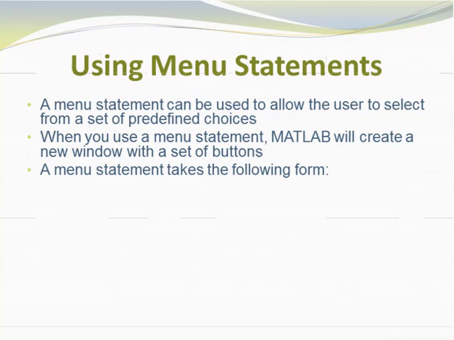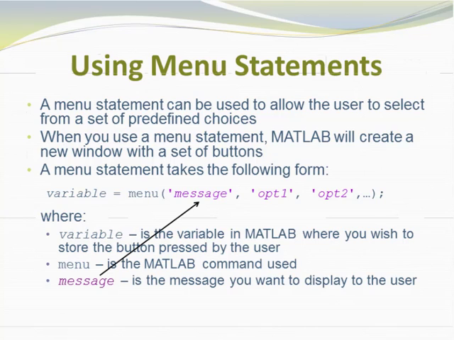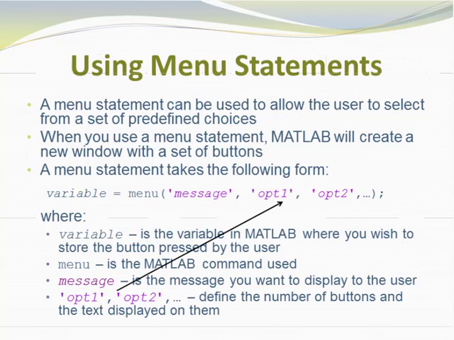Okay, so the menu statement takes the following form. Again, it looks kind of similar to the input statement, where we have a variable which defines where a value is going to be stored based on what the user selects. Our keyword is now menu instead of input. We still have a message that we're going to display to the user to prompt them for what they're supposed to do, but now we have a list of options, and these are the names for the different buttons that are going to be displayed to the user.